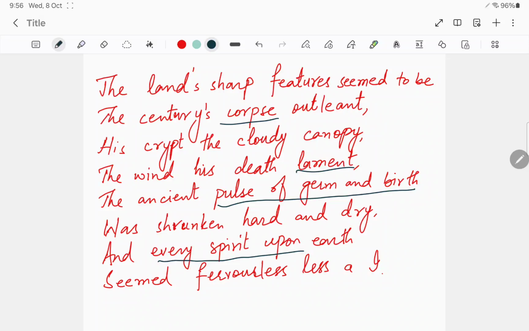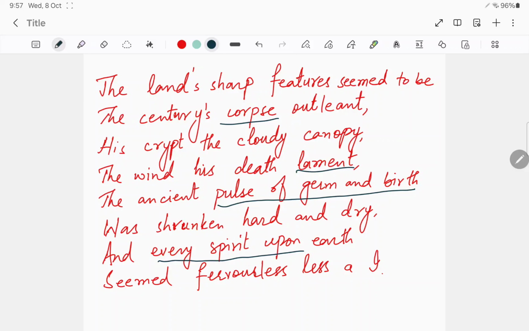So this stanza actually expresses the poet's deep despair at the end of the century, symbolically the end of vitality, end of faith, end of purpose, end of mission, objective. So it seems to be overall a very gloomy kind of situation.